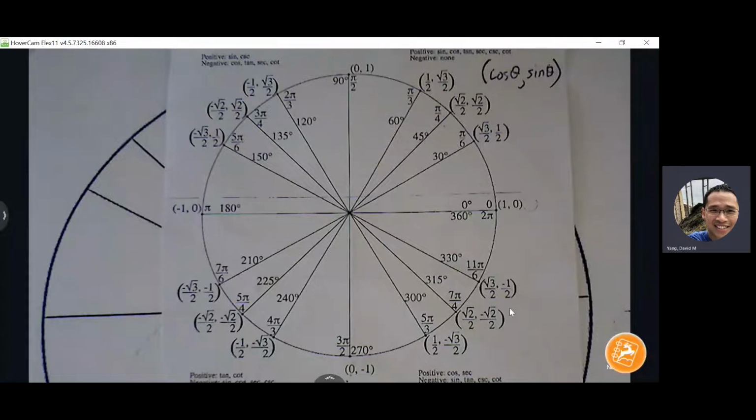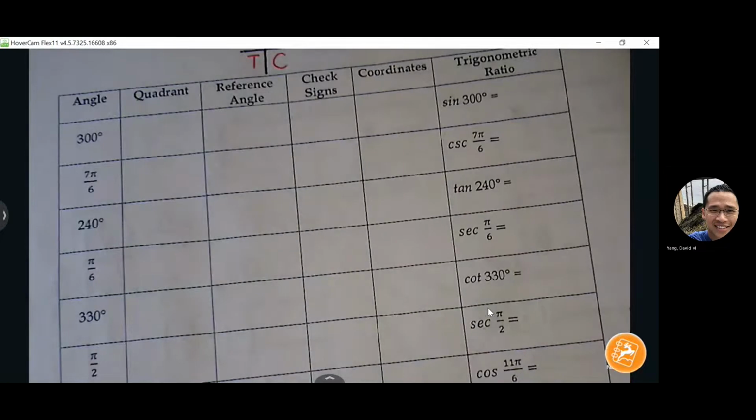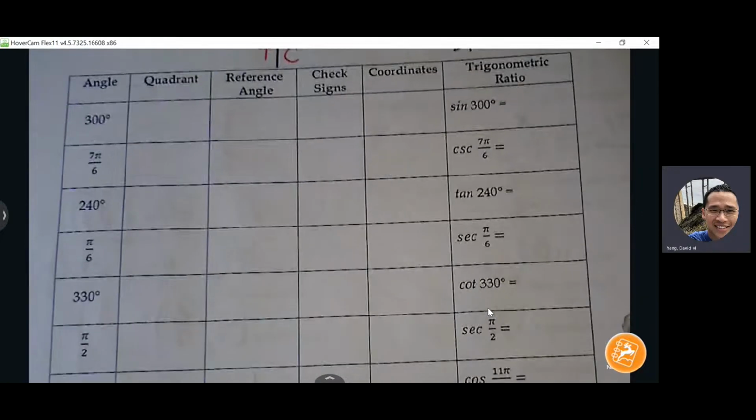Now, if we can go to our packets, and I want to have us go to page 33.